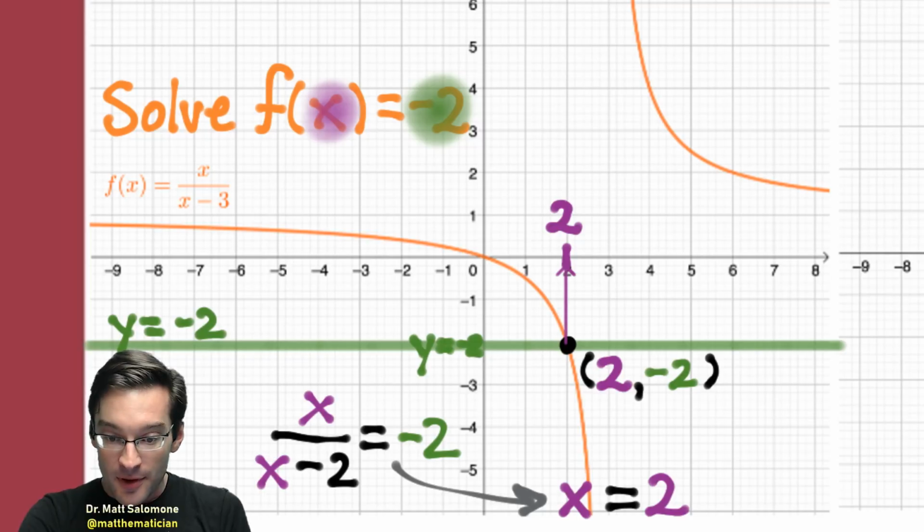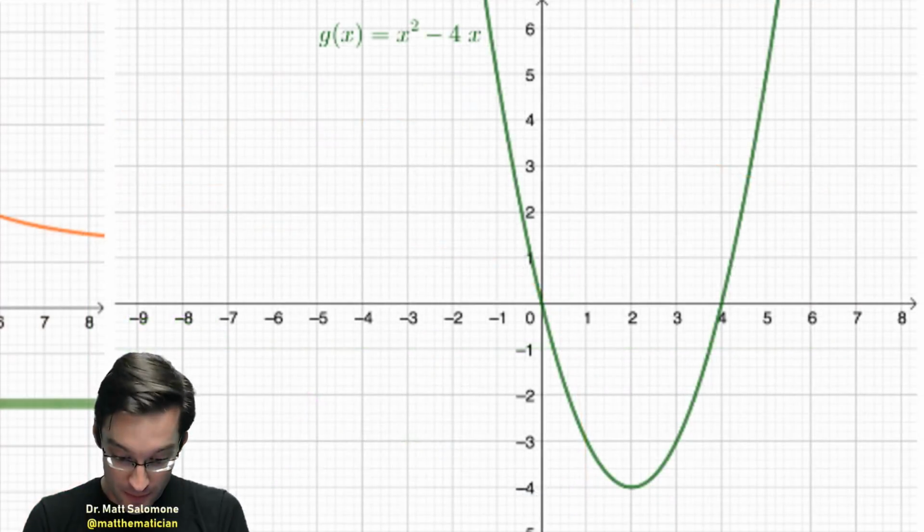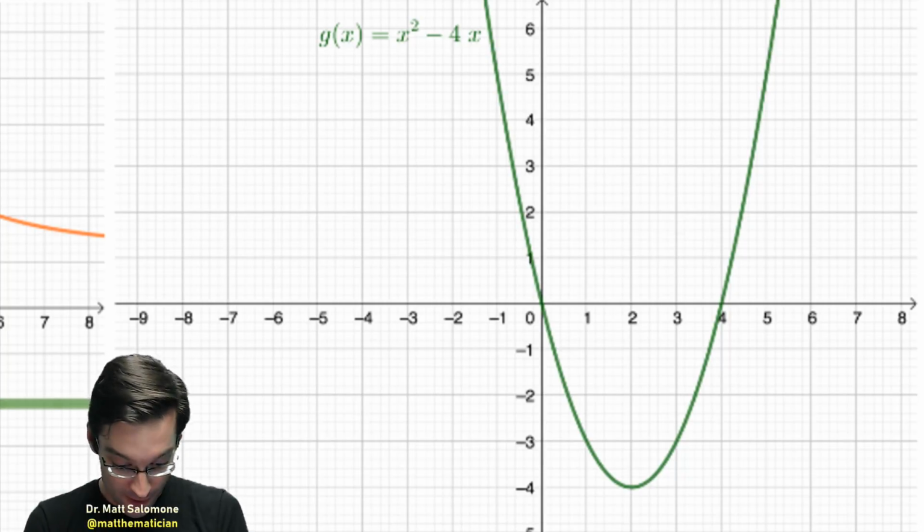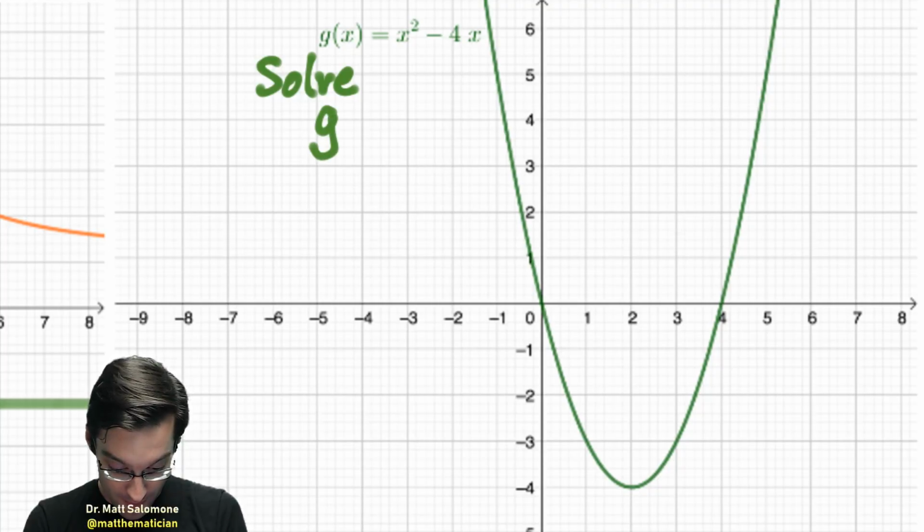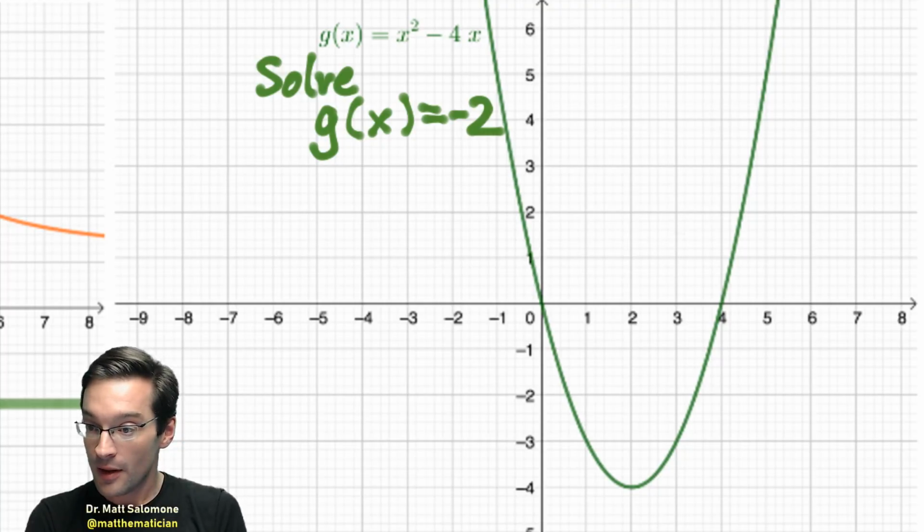So what's going to happen if I ask that same question not about the f function, but about the g function instead? Let's see if that changes the game, or if we have a similar kind of story over here. So let's ask that question once again for g of x. If I were to give you this g of x function, g of x equals x squared minus 4x, and I were to ask you to solve not f of x, but g of x equals -2, what am I going to do?